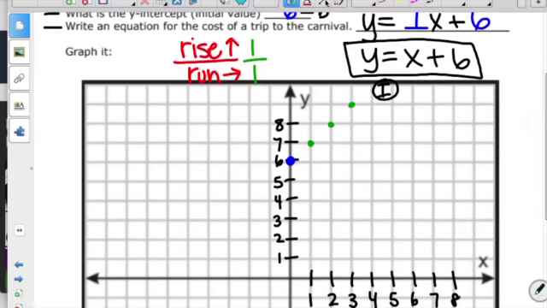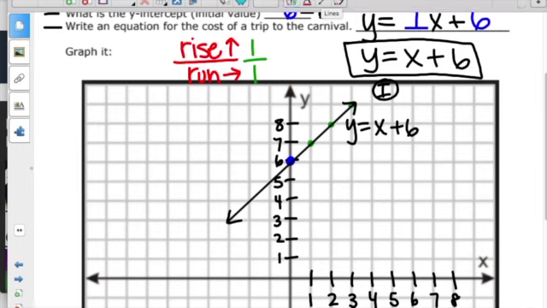So let's see if I can connect my dots here. Okay, and I'll make my line continue so you can see what it looks like. And place arrows on it. And we're going to write the equation right next to our line, which is y equals x plus 6. And that's it. We wrote our equation, and we graphed it.